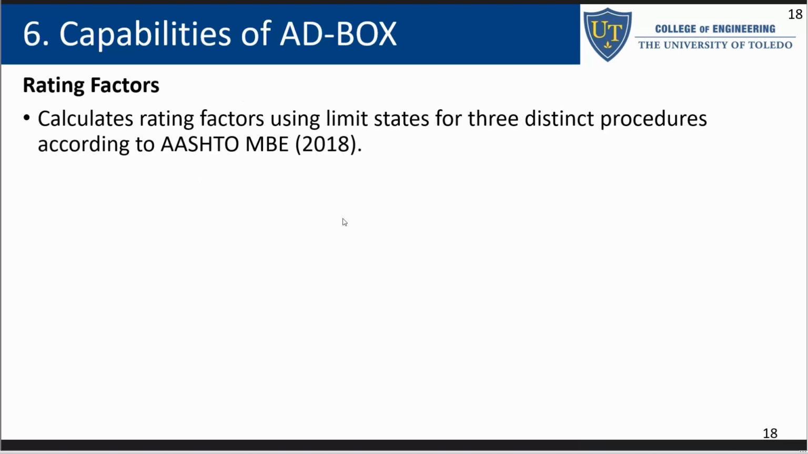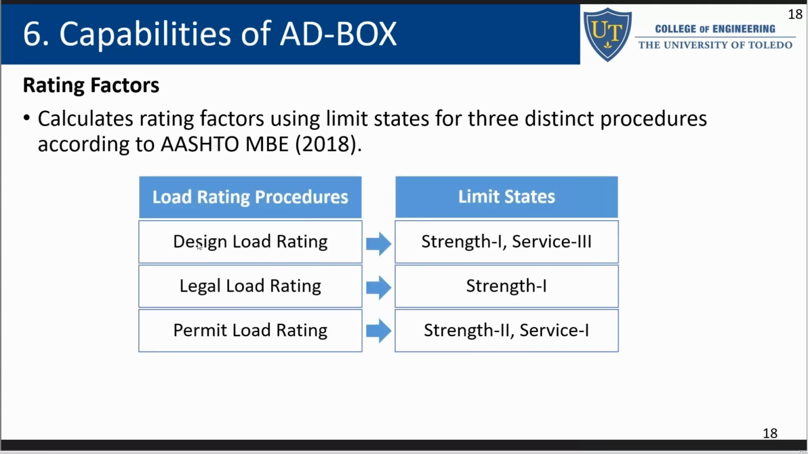Finally, ADBox calculates the final load rating factors using limit states for three distinct procedures. The procedures are design load rating, legal load rating, and permit load rating. Design load rating is performed using the strength 1 limit state. An additional check is done for inventory loading using the service 3 limit state. Legal load rating is performed using the strength 1 limit state. And finally, permit load rating is performed using the strength 2 limit state, and an optional load rating is also done using the service 1 limit state for permit vehicles.